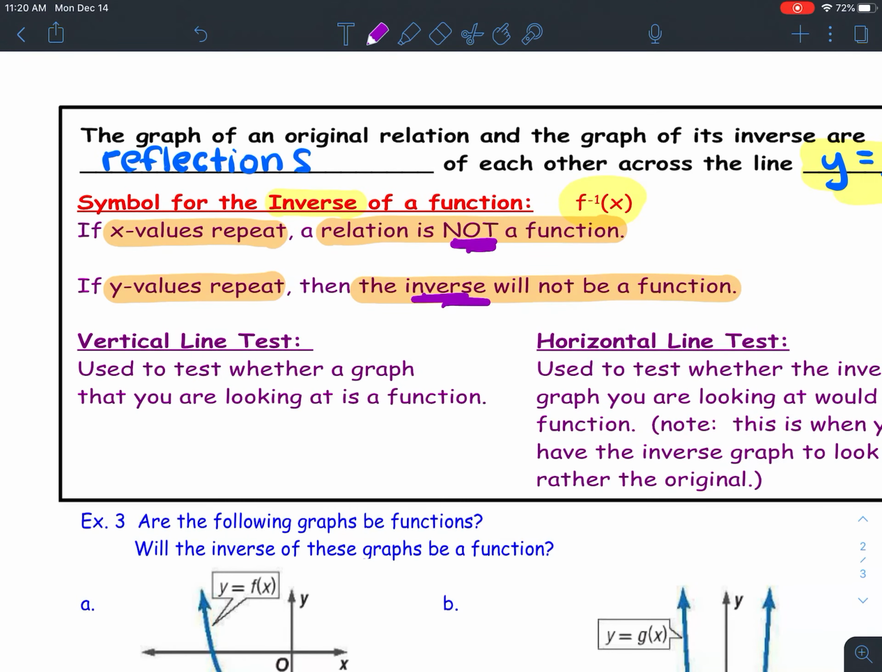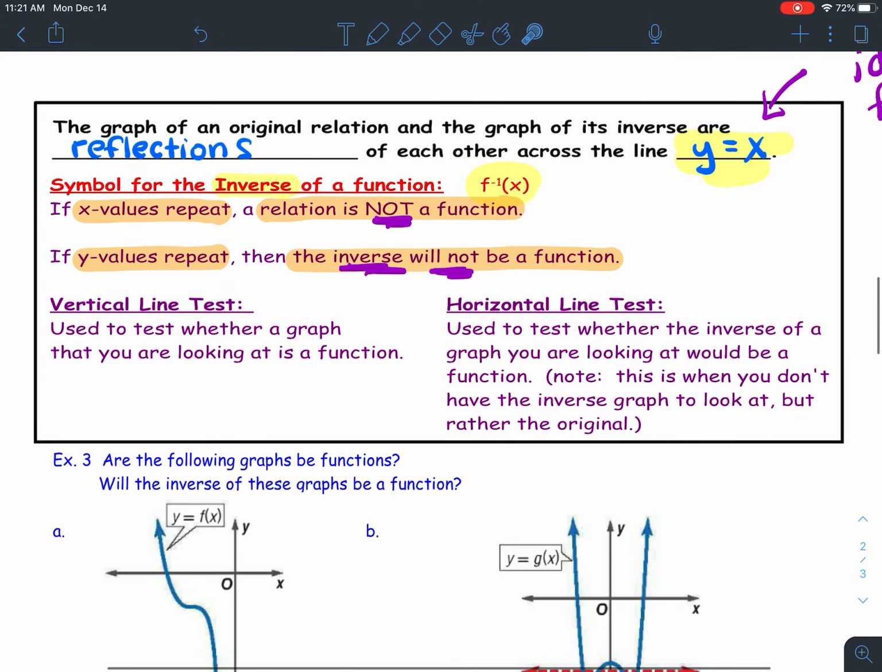Okay. If the y values repeat, the original graph is a function, but what we would be able to conclude is that the inverse won't end up being a function. And here's the reason. Remember, to create the inverse, the x and y values get swapped. So if the original function has y values that are repeating, those repeating y values are going to become repeating x values in the inverse, therefore deeming the inverse not a function.